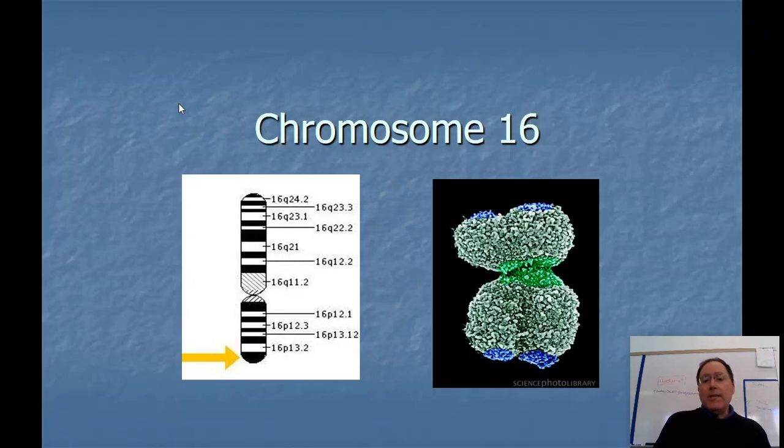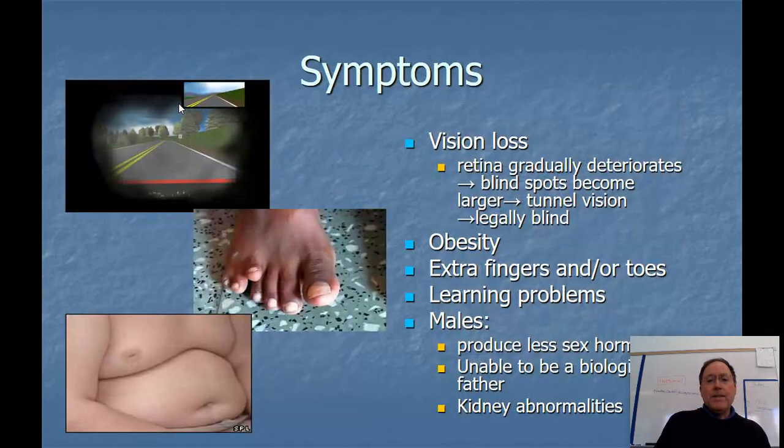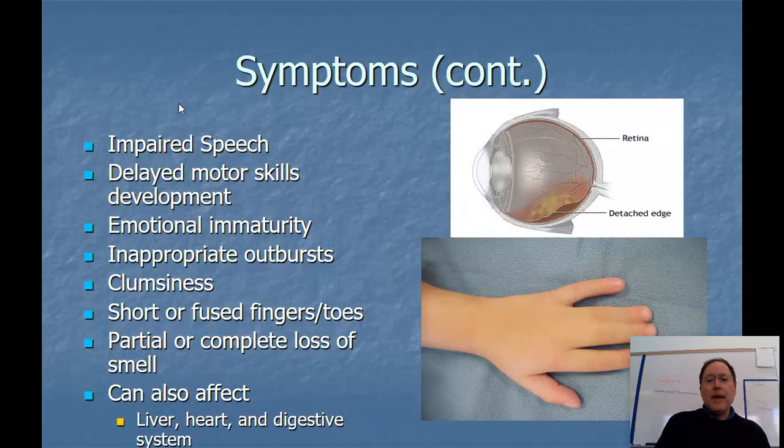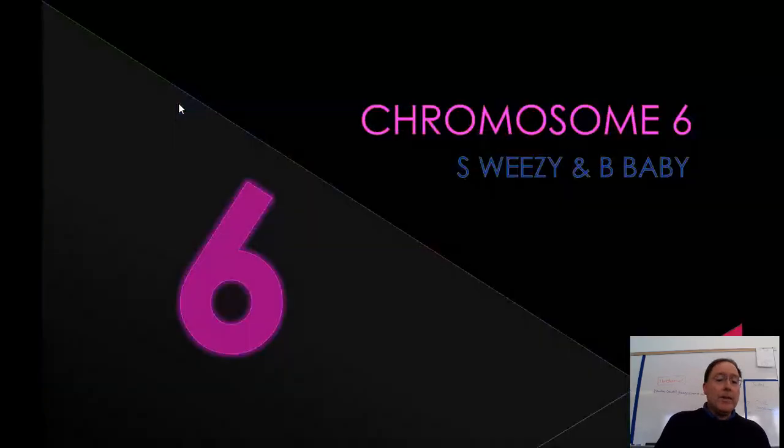Here's an example of someone who turned in an assignment. This was a couple years ago. They studied chromosome 16. They talked about a disease. They showed pictures. They gave some information on what it was. They talked about symptoms, and they talked about more symptoms, and then they talked about treatment. Maybe there isn't a treatment.